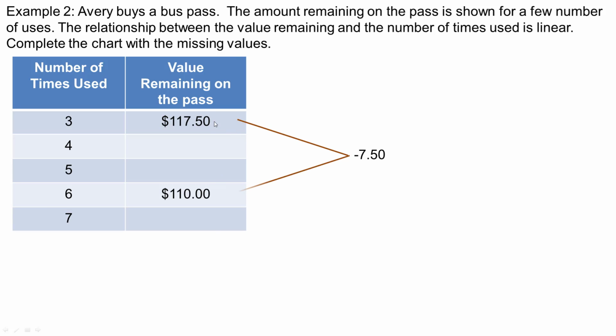If you look at the difference between $117.50 down to $110, it's gone down $7.50, and that's for a change of 3 uses, from 3 to 6. So we're going to find the rate of change and use that to find these 3 missing values. The rate of change would be the change in value from here to here, which is the 7.50, it's gone down, over the number of times it's used. From this one to this one, it's been used 3 times. So we would divide that by 3. And so 7.50 divided by 3 works out to $2.50 that she's used per use.